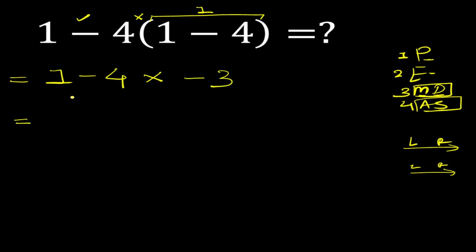So now minus 3 multiplied by minus 4 multiplied by minus 3 is equal to plus 12. So 1 plus 12. Now 1 plus 12 is equal to 13, right? So the correct answer is 13.